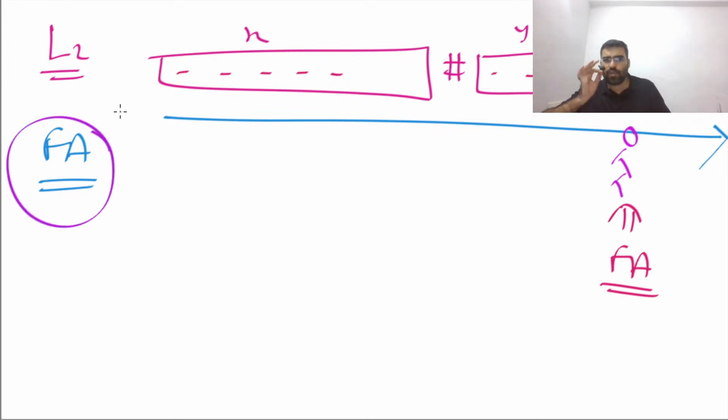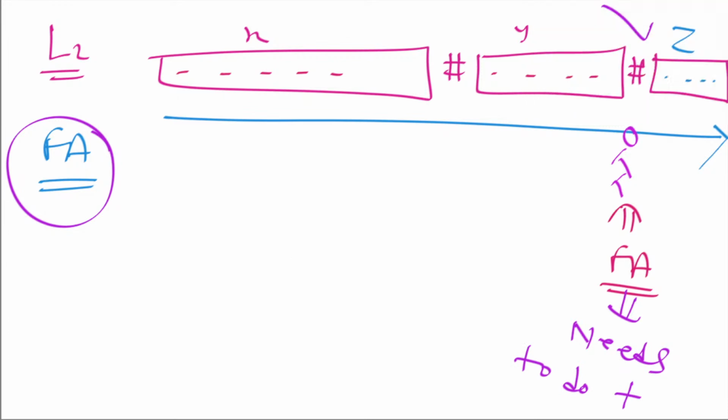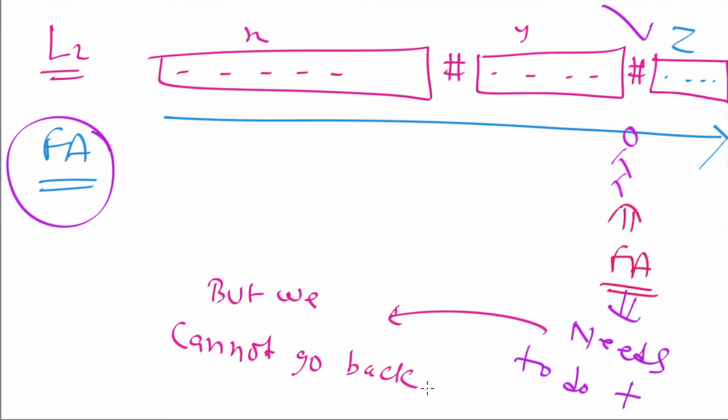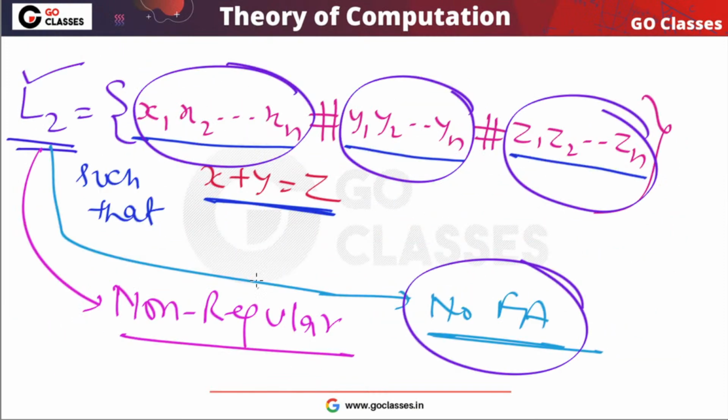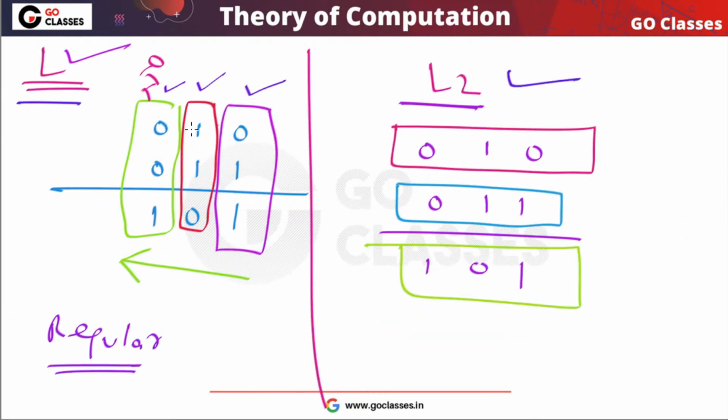See, the finite automata is going from left to right. So when it comes to Z, now it needs to do addition. But you can notice that you cannot go back. So that is the reason this language is not regular. You cannot create a DFA for this language. So I hope you understood the difference between this language and this language. Is it clear to everyone?